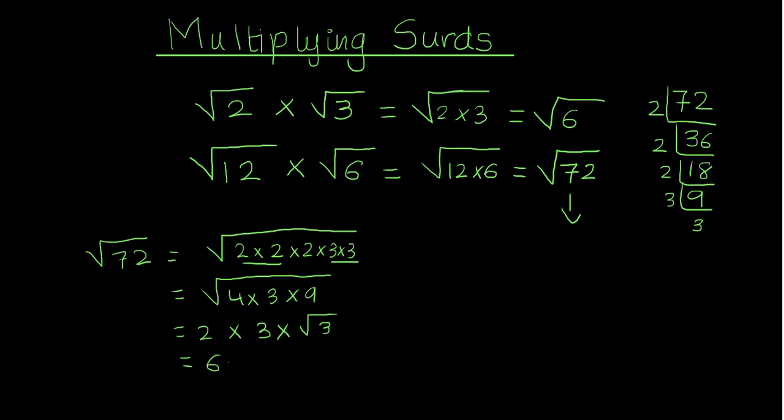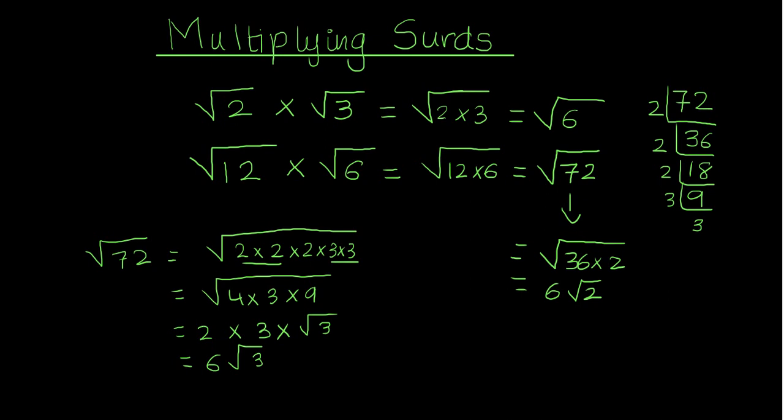But those of us who can identify the square numbers, we can say, okay, square root of 72 is the same as square root of 36 times 2, 36 being a square number, and then we can do square root of 36 is 6, root 2. Both ways you get the answer.